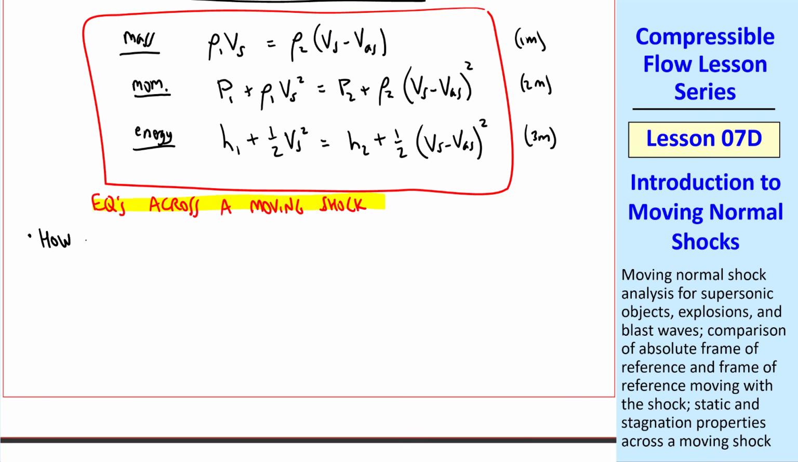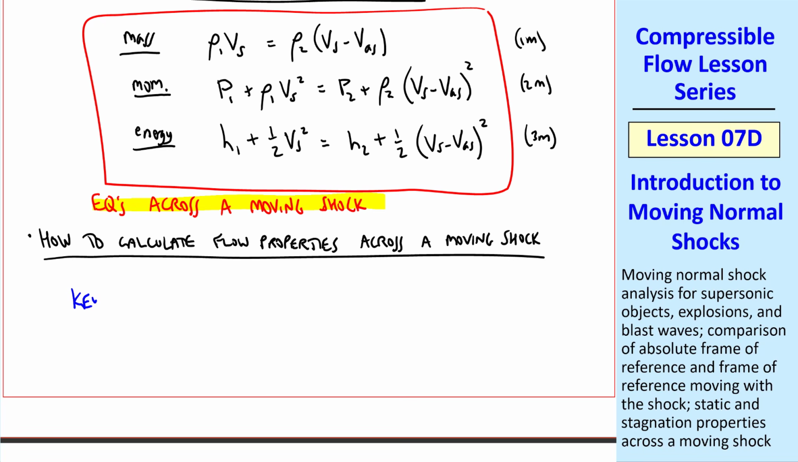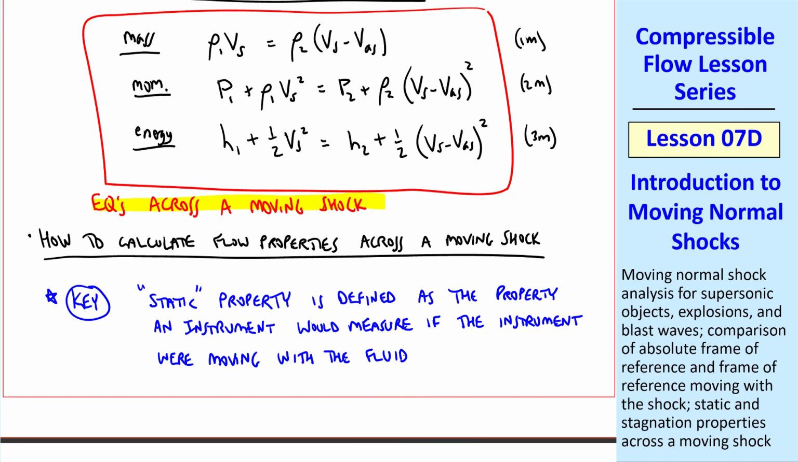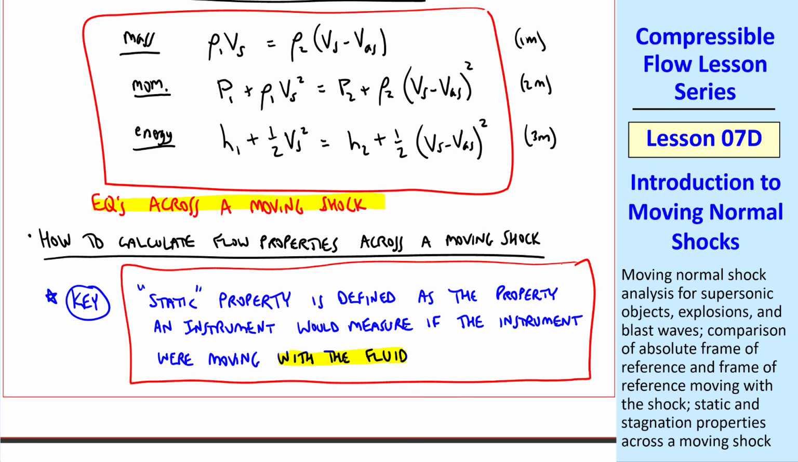Now let's discuss how to calculate the flow properties across a moving shock. The key is to understand the difference between static properties and stagnation properties. A so-called static property is defined as the property an instrument that's measuring temperature or pressure, for example, would measure if the instrument were moving with the fluid. In other words, at the fluid's velocity. This is how we define a static property.